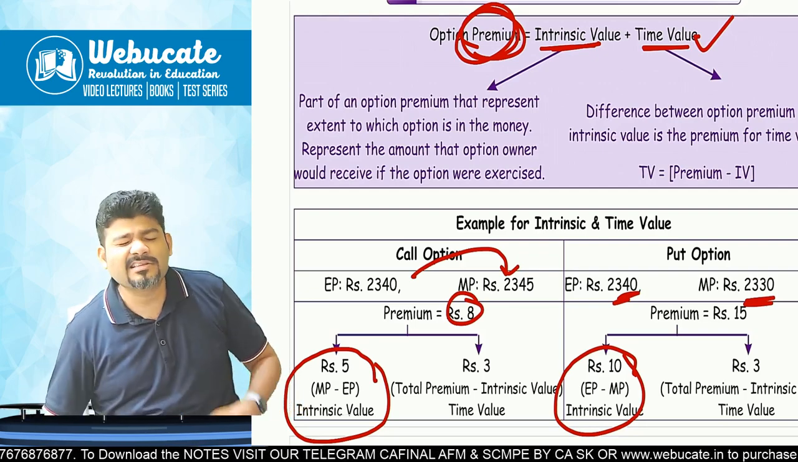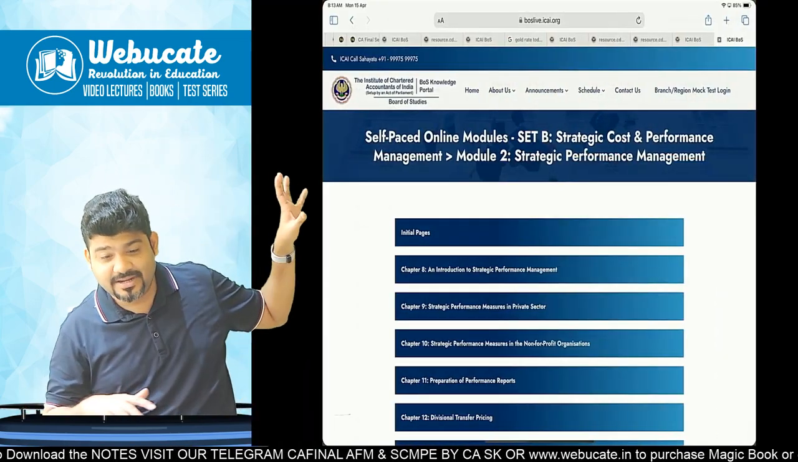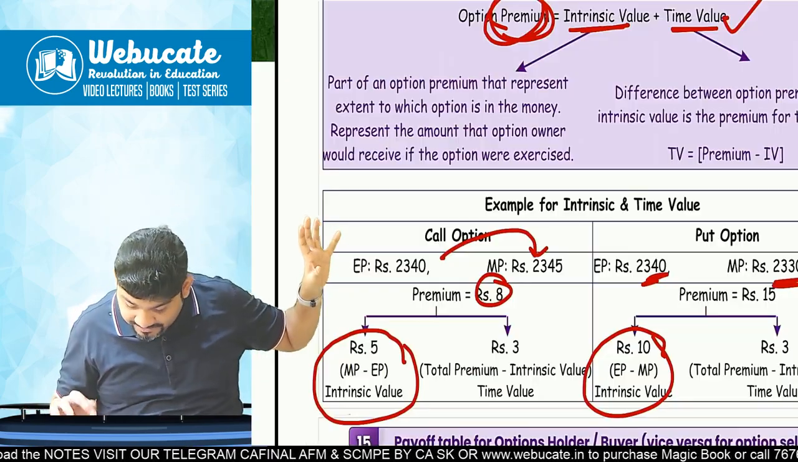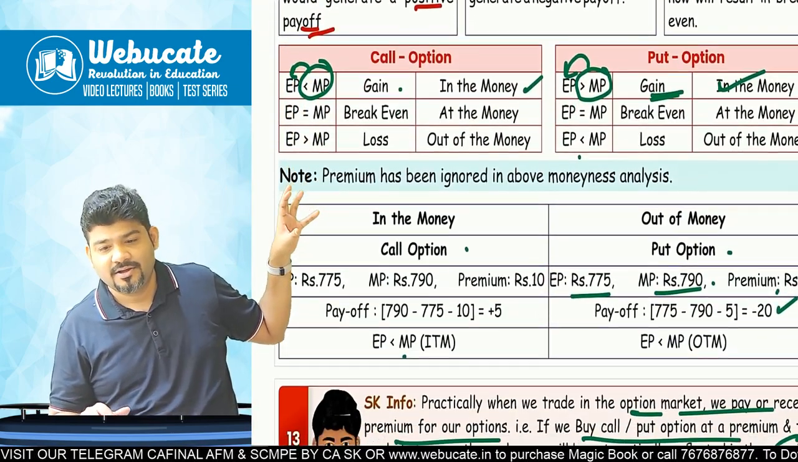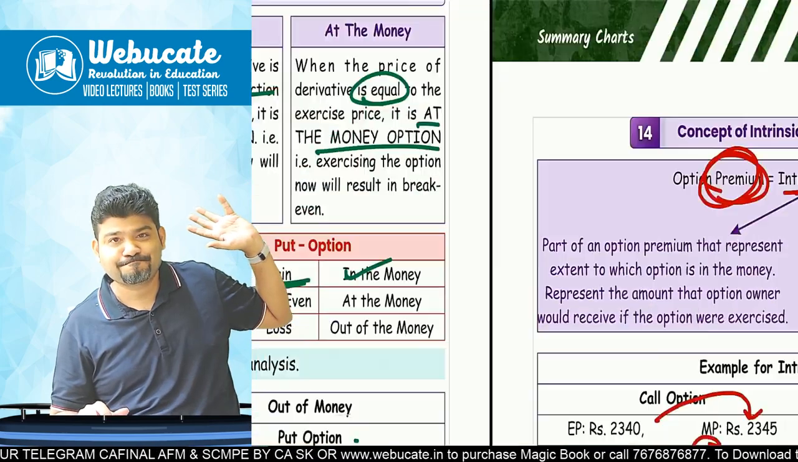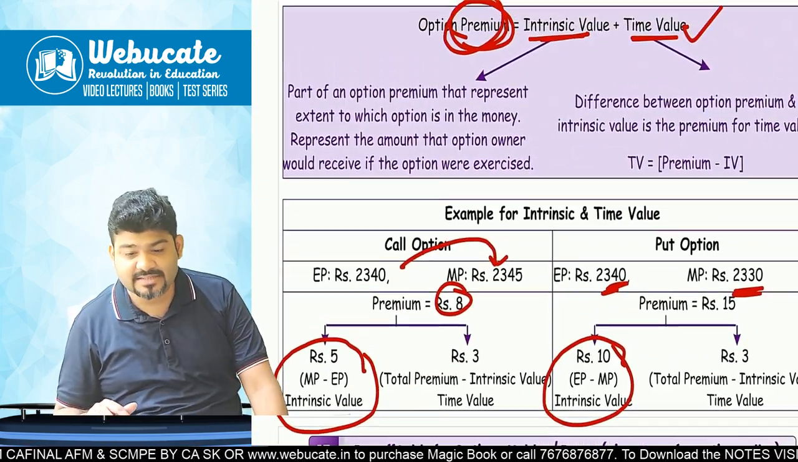These are the things which will definitely be asked in your MCQs. This in the money, at the money, out of the money thing, they will ask you in the MCQs. This concept of intrinsic value and time value, they can ask you in the MCQs.